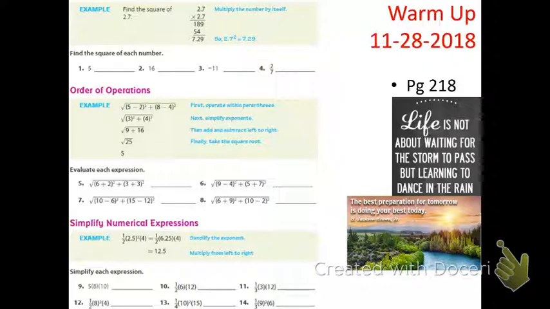Alrighty, so for today's warm up, I'd like for y'all to please work on 1, 2, and 3, 5 through 8, and 9 through 11. If y'all forgot how to find the square of each number, they do give you guys an example up here. So y'all can follow that example.